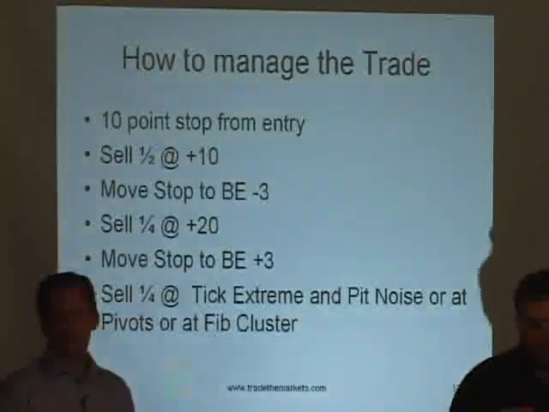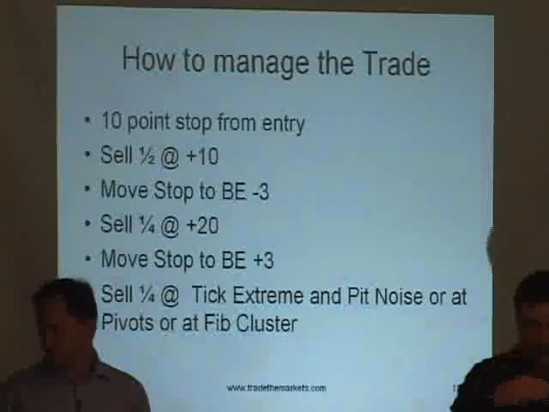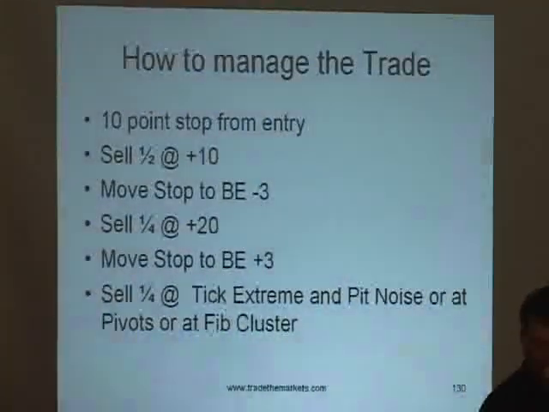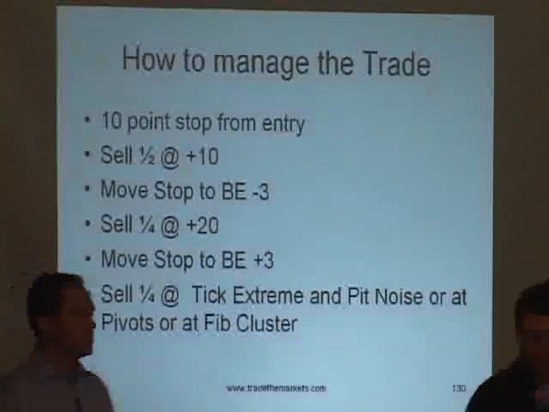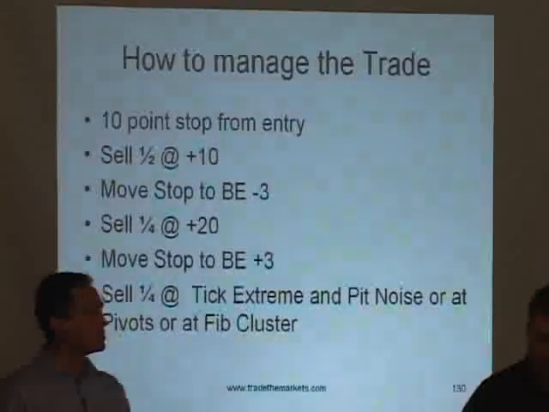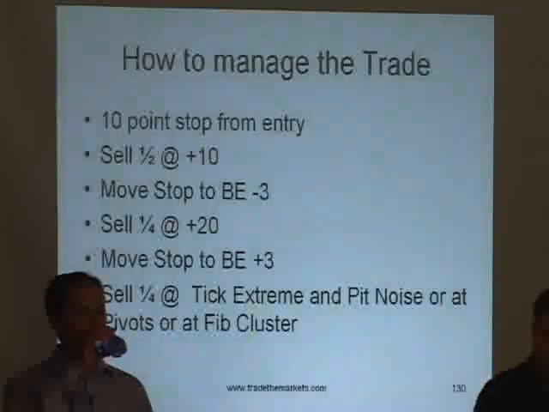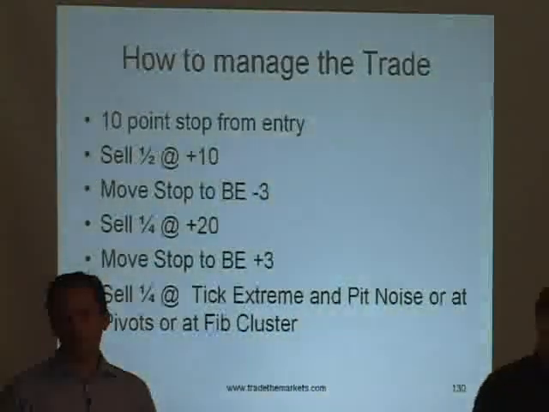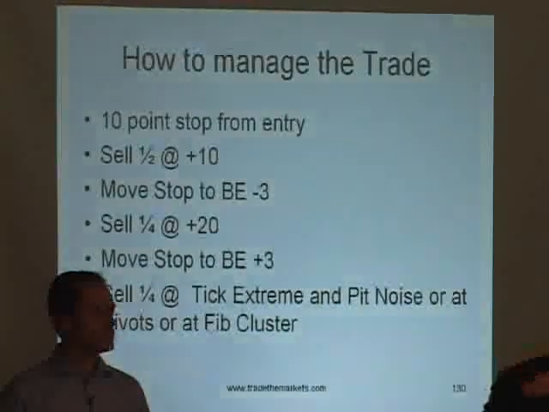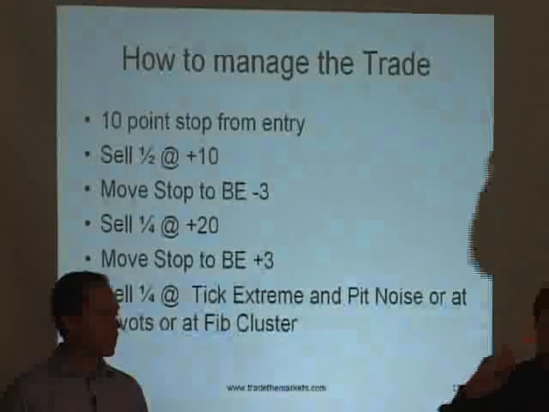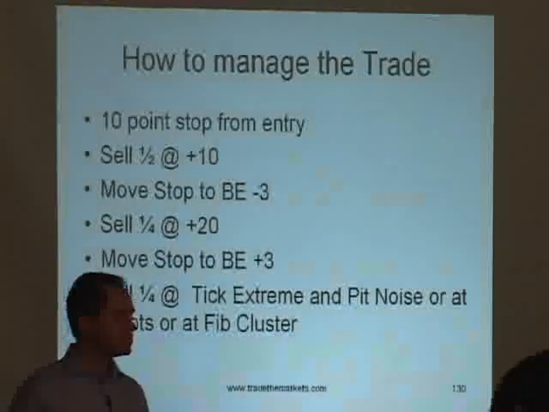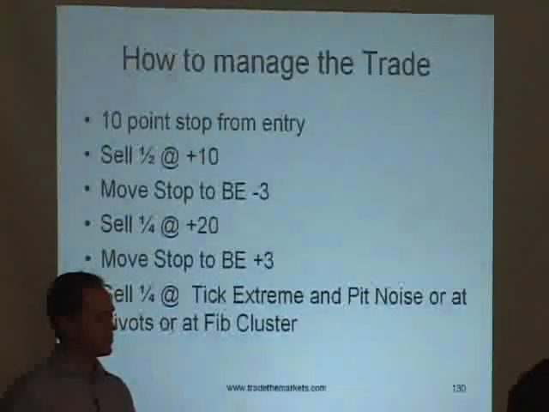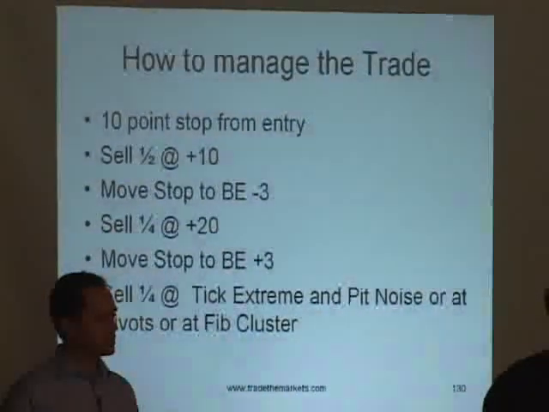I move my stop to my entry -3 then, where it was initially -10. So I'm selling half, and then my stop is entry -3. If the trade continues to go in my direction, I sell a quarter at +20 and move the stop to break even +3. The last quarter of the trade is my reward for doing everything mechanical, for sticking to my rules.